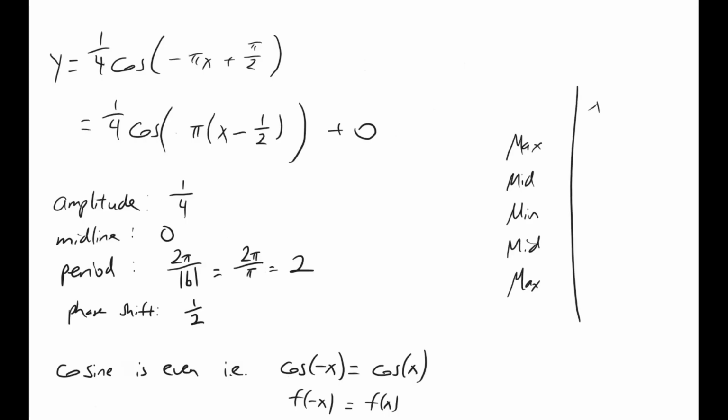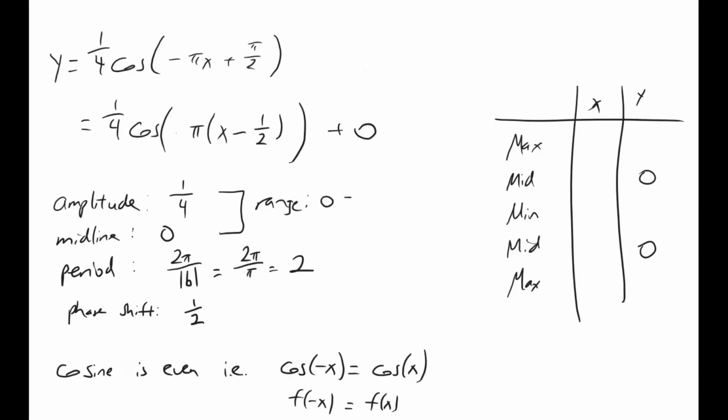Let's get our x value and our y value. All right, so wherever there is a mid, I'm going to fill in 0, the midline. The max is, what's the range? It is 0 plus or minus 1/4, or 0.25. So the max would be 0.25. The min is minus 0.25. The max again is 0.25.